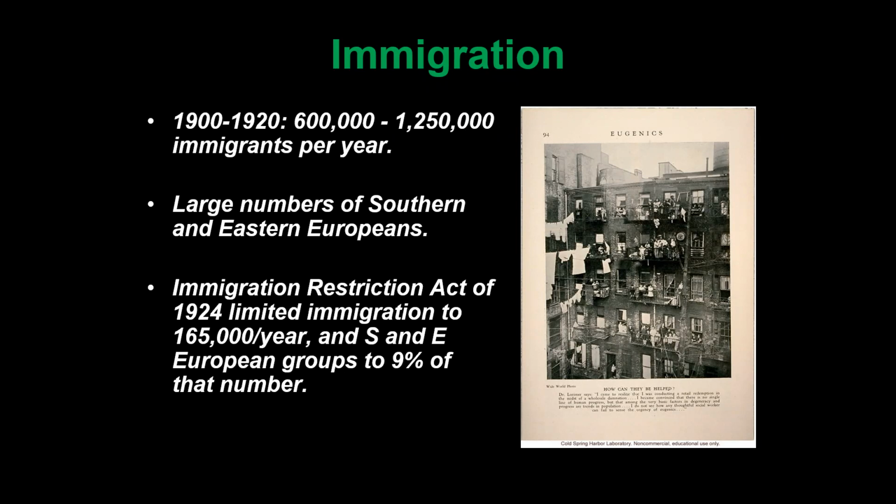But in 1924, the Immigration Restriction Act was passed, and that limited immigration to 165,000 per year to stop this sort of immigration. And quotas were set, right? So South and Eastern European groups were limited to 9% of that, about 15,000 per year.